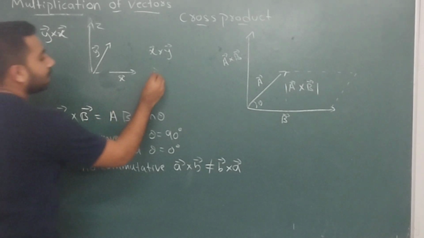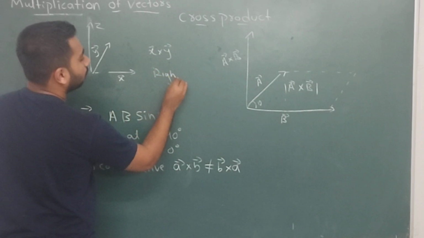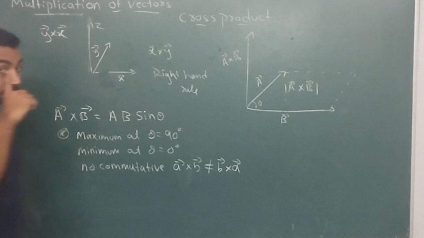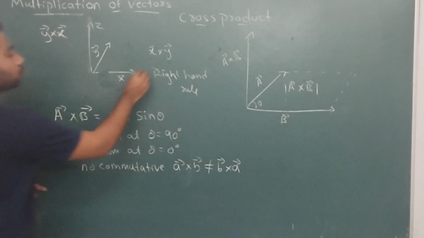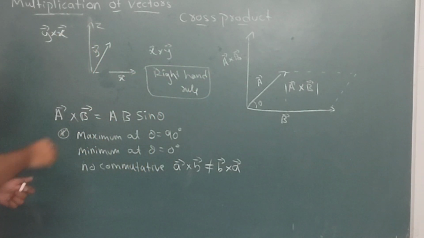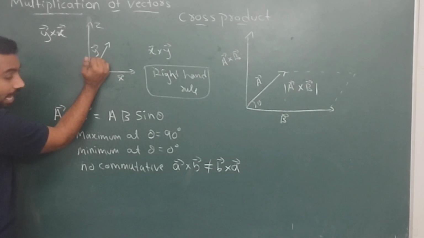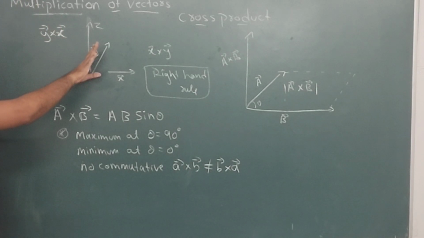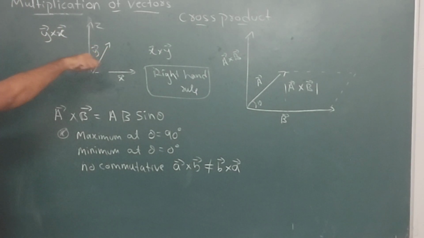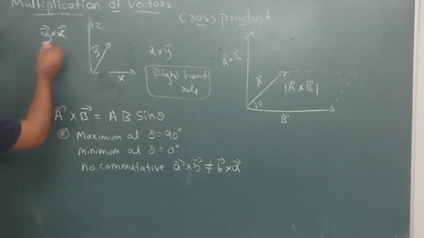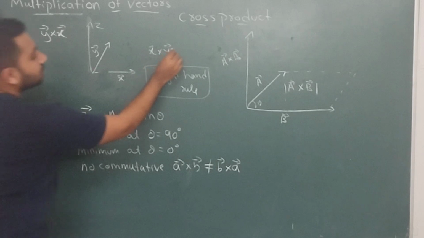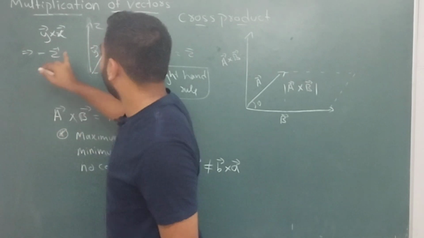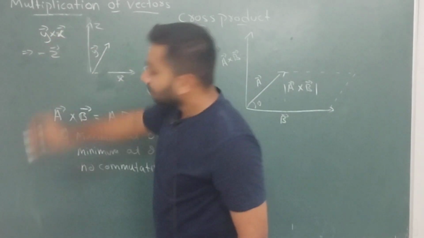Okay, right hand rule. Important. Note it down if you want. How to show the resultant direction? When I keep at the x axis and rotate to the y axis, the resultant comes in this direction. But when I keep at the y axis and rotate to the x axis, the resultant goes inside, in the opposite direction, which means this one becomes minus z. Very simple.